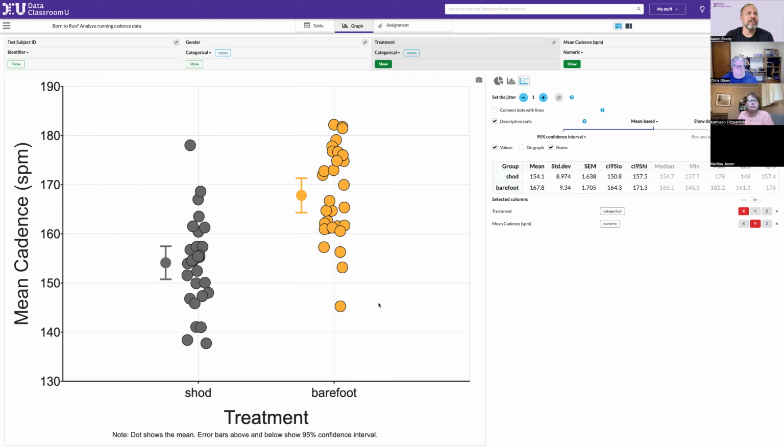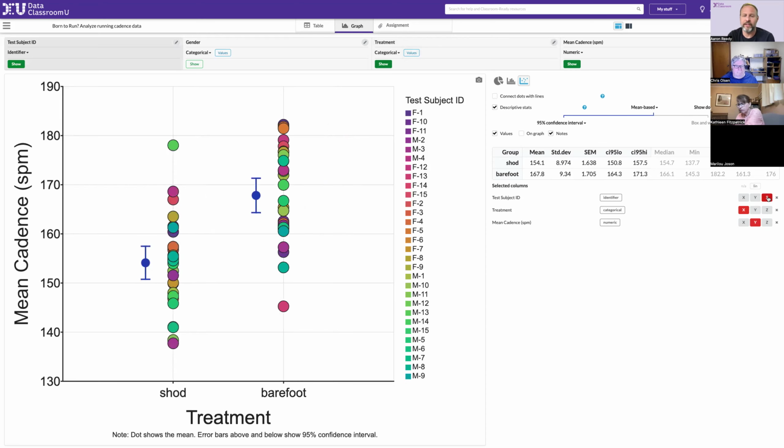So one thing you could do to account for that is ask, are there just some runners that had higher running cadences than others and some that had lower? And how is that affecting the results here? I'm going to add the test subject ID by adding it as this third variable that I'm calling Z here. So I've got treatment on X, cadence on Y, and test subject ID on Z. And you can see they're all color coded.